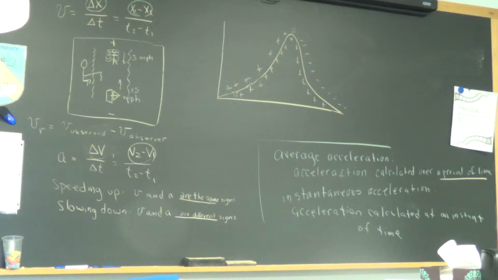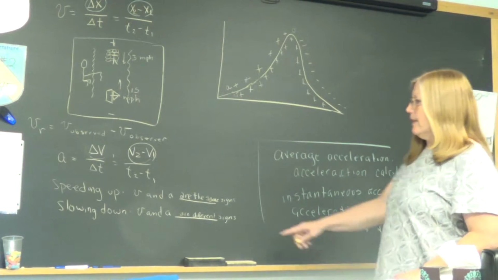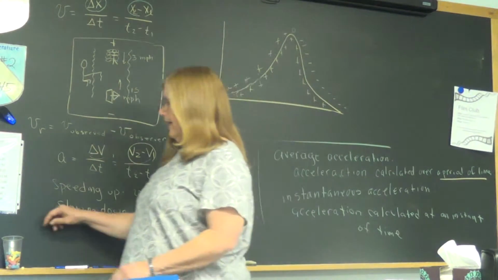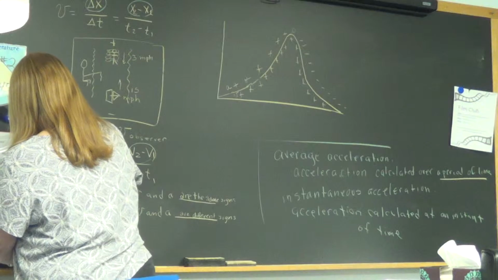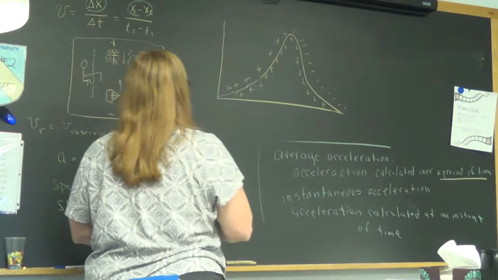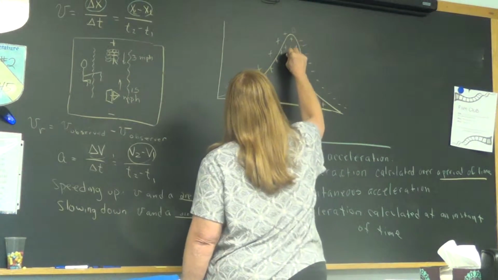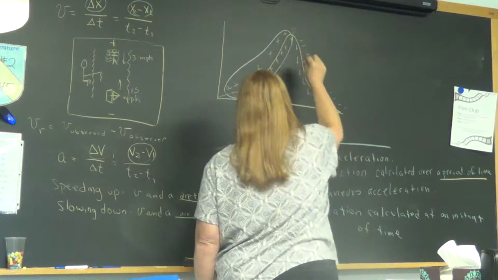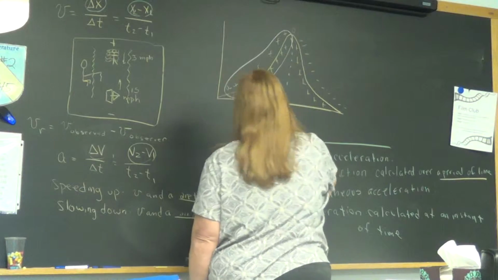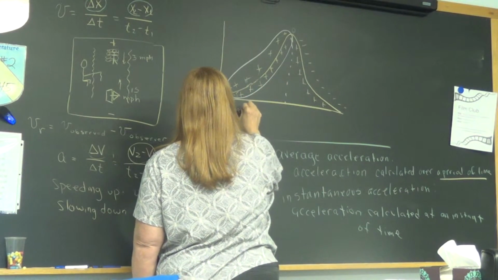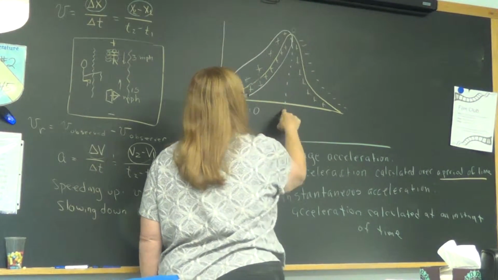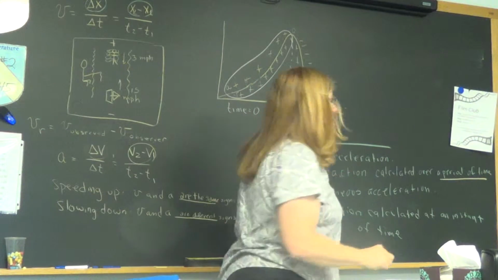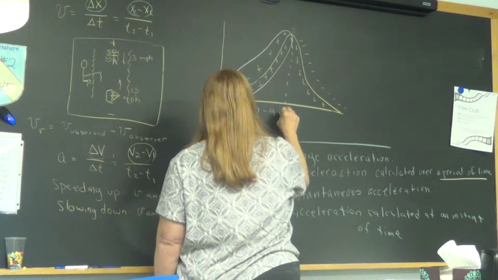So now we're ready to answer this question. Where is it speeding up? Well, it's speeding up where the signs of velocity and acceleration are the same. So they're both positive or they're both negative. So right here in this area, they are both the same. So that goes from time equals 0 to what was right under the mountain? I forget. 9. Time equals 0 to 9 seconds.